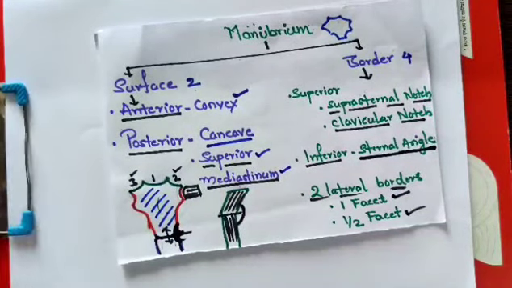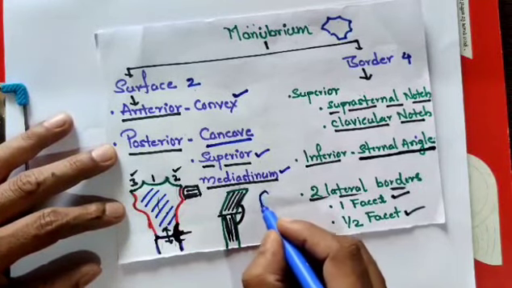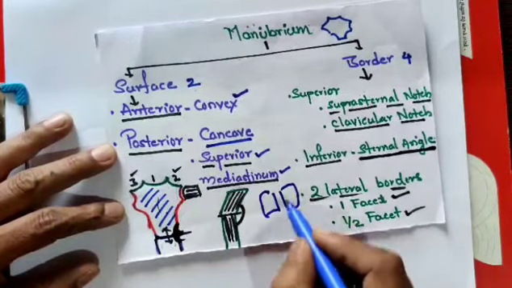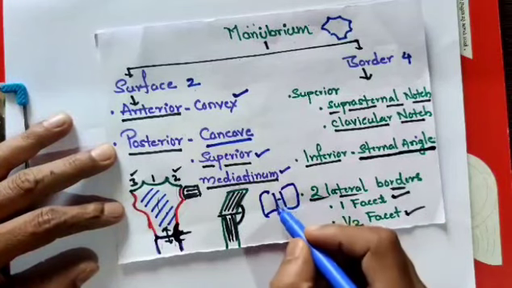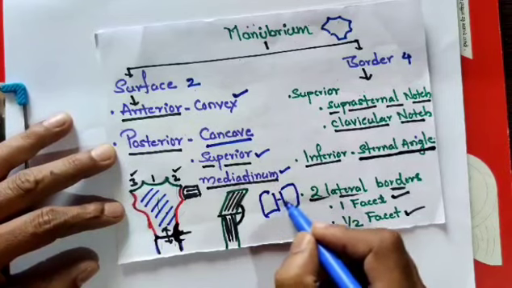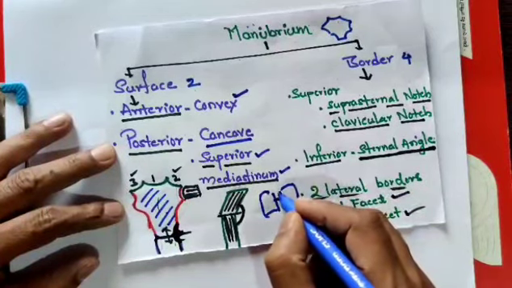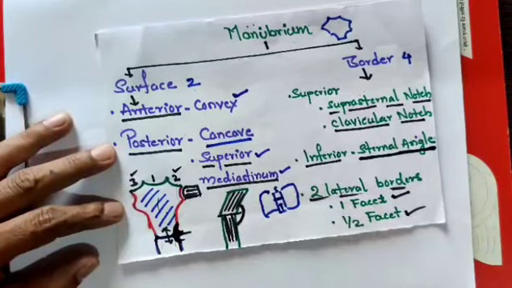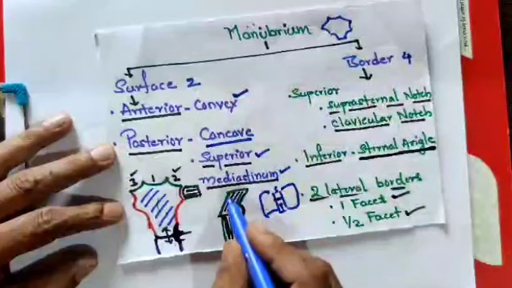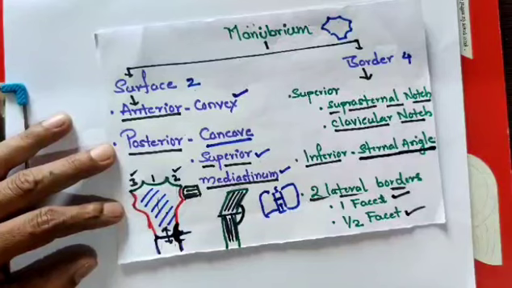Then what is this mediastinum? The mediastinum is the space between the two lungs. For example, this is the right lung. This is the left lung. Between the two lungs, or you can say between the right and left lung on the medial surface, there is a space. That space is called the mediastinum. This mediastinum is further divided into two parts: superior mediastinum and inferior mediastinum. So this part, the body of the manubrium sterni, forms the anterior boundary for the superior mediastinum.